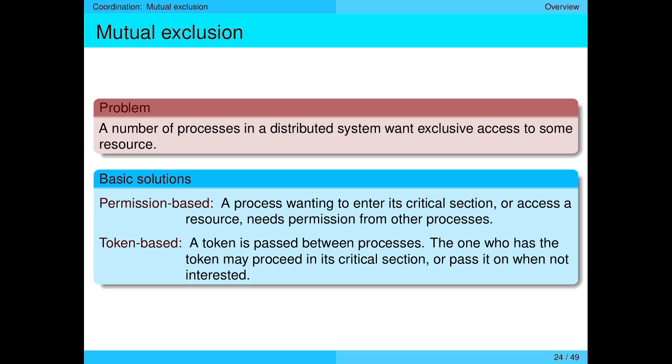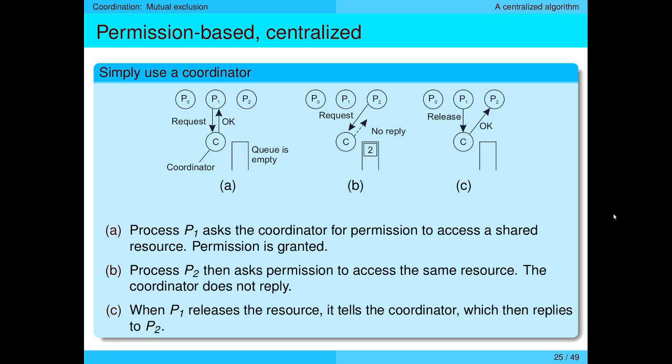Another is token based, where a token is passed between the processes, and once the token is received by a process, this process can go into its critical section, and once its work is over, it can pass the token to the next one who is interested. Very simple, but how can this be implemented? If it is permission based, you can see what we can do.